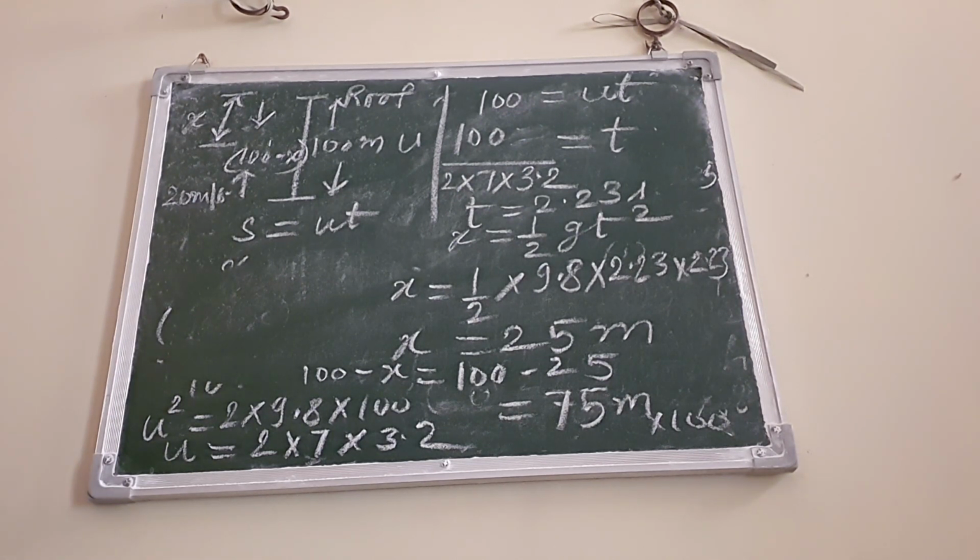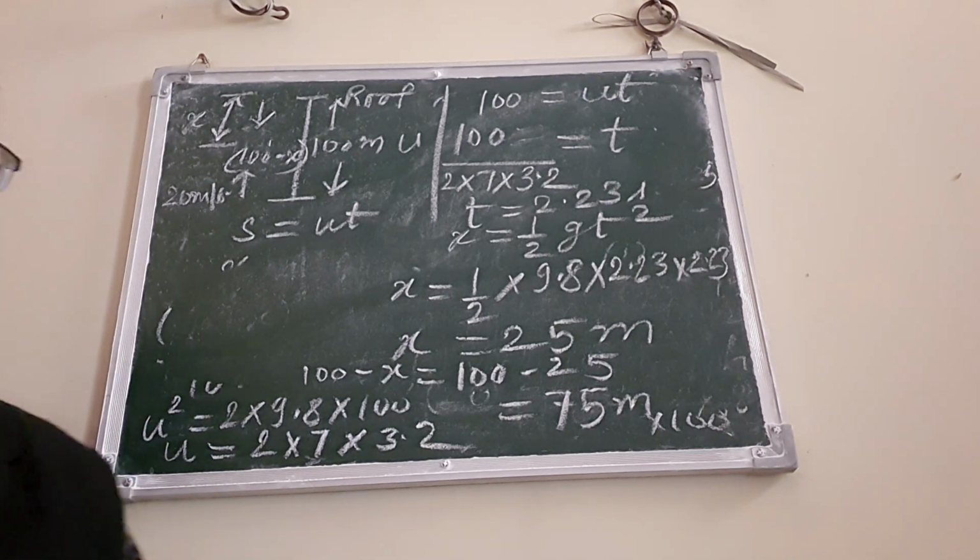We are finding the distances for both the balls, and the final equation after adding becomes 100 is equal to ut. So we are finding the initial velocity u with the third equation of motion, which is coming out to be 2 into 7 into 3.2. So we are finding time from the third equation, 100 is equal to ut. Time is coming out to be 2.23 seconds.